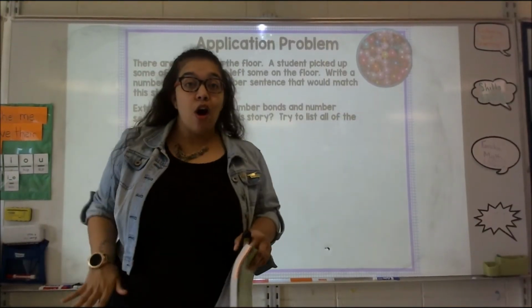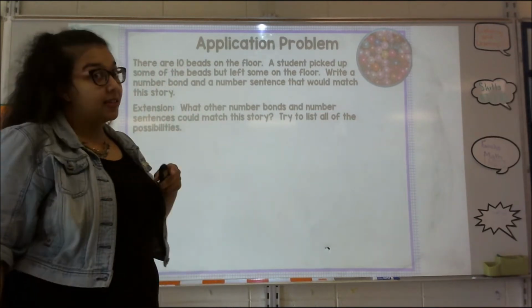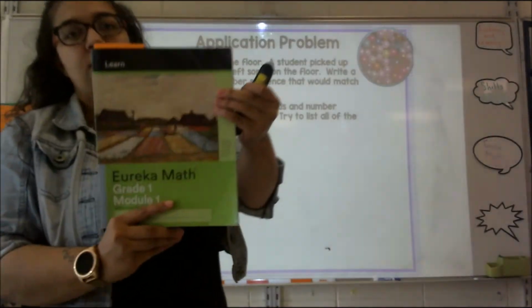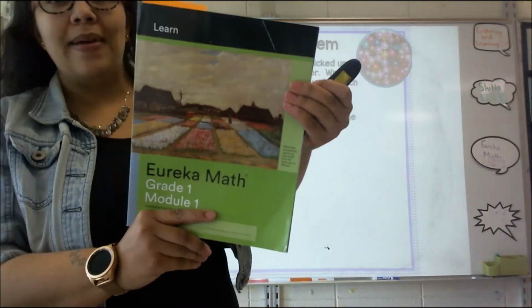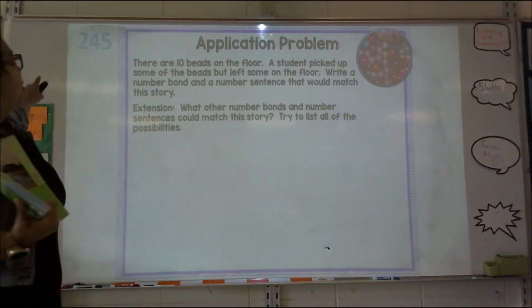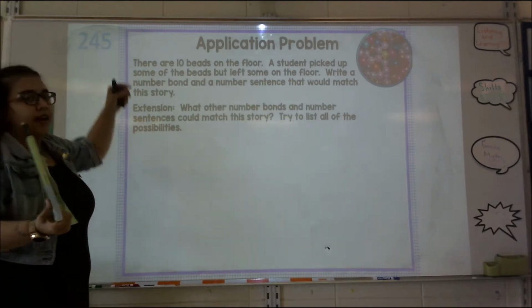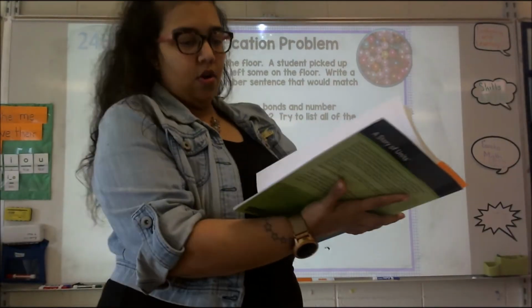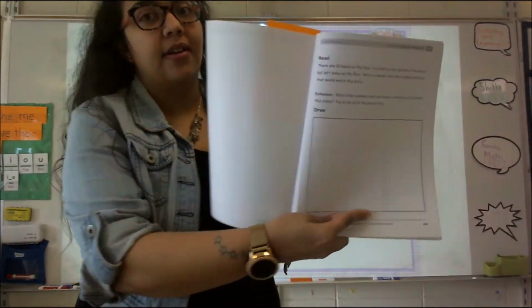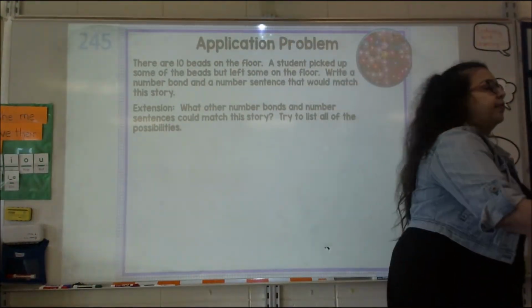All right, so now that we're all warmed up and we're fluent in our ways to make 10, adding and subtracting, let's go to our application problem, which is in your Learn book, the one with the beautiful flower beds in Holland, blue trim. Page number 245. So the digits are 2, 4, 5 in this book. Open. If you notice, we are almost done with this book, guys. We are really at the very end. So yeah, right there. Looks like exactly what I have up here.